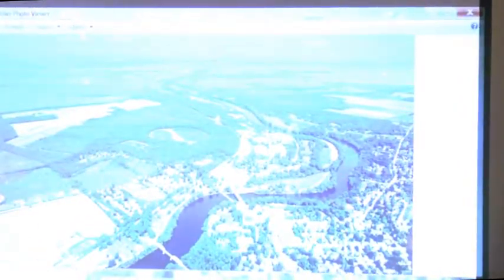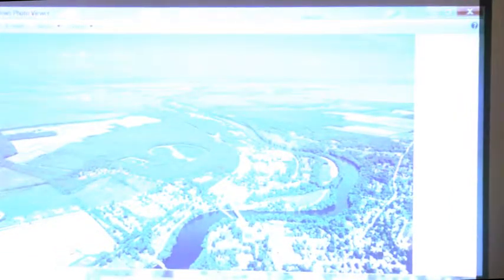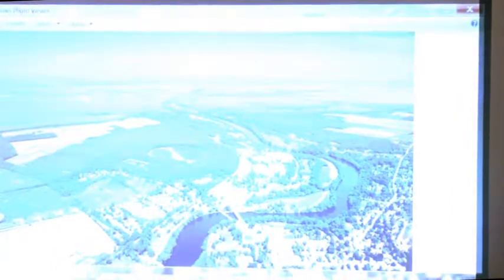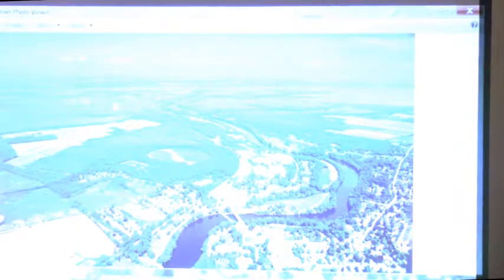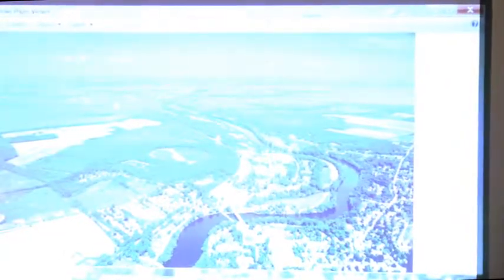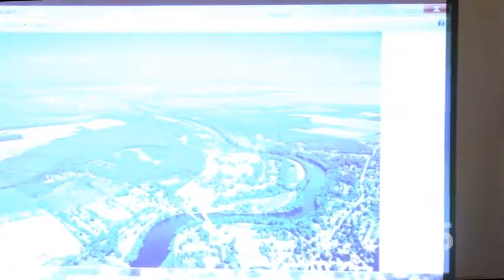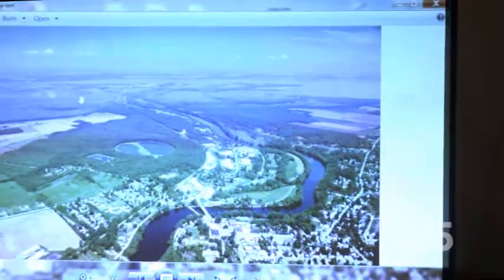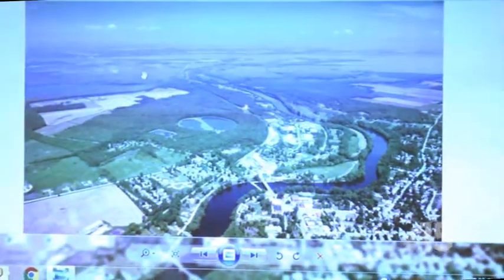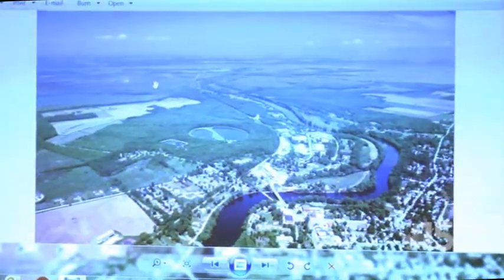And this is how it looks from the air on a day like today, a clear, sunny day. But what you see is water really defines our community. And because of that, it defines our heritage. And it defines how people used to live, work, play. Water seemed to affect everything.